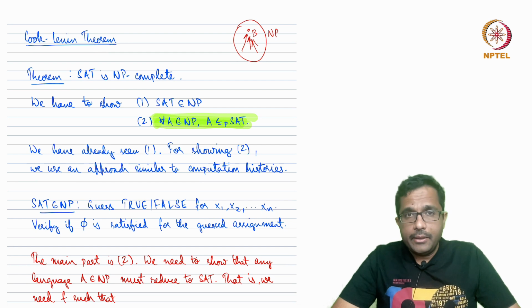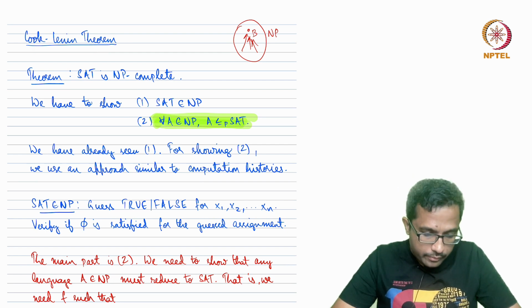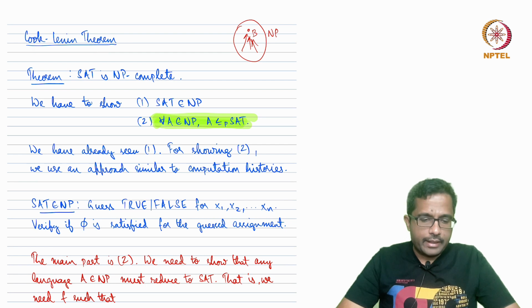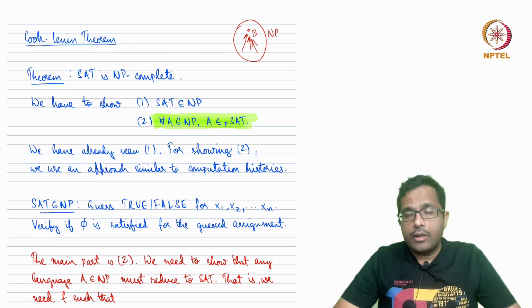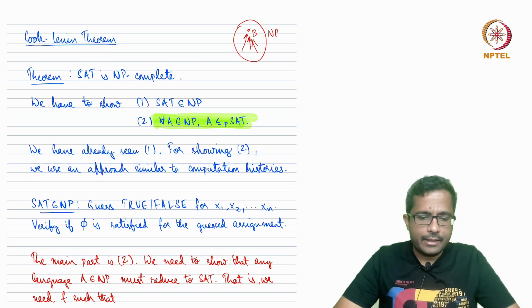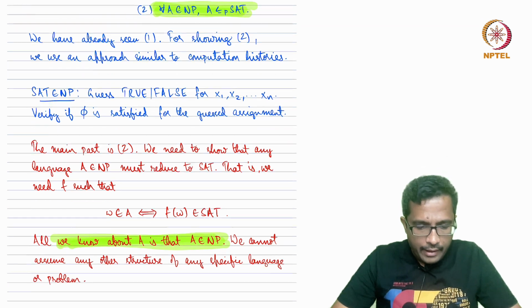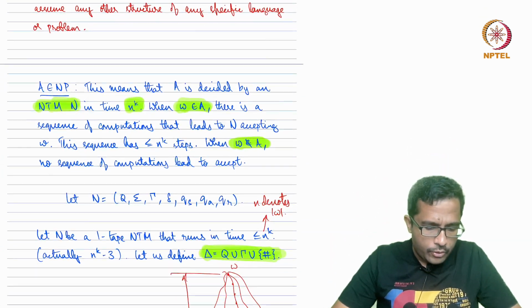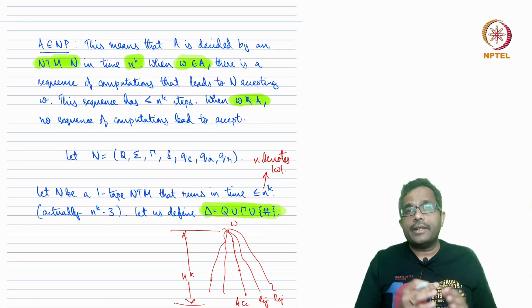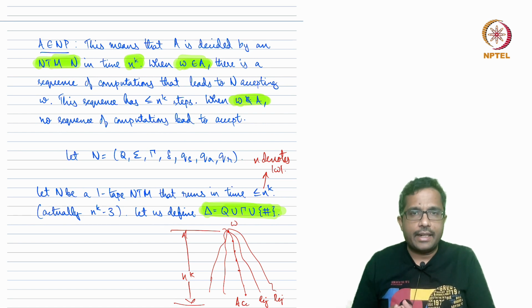In lecture 50, we started the proof of the Cook-Levin theorem, right? The Cook-Levin theorem states that SAT is NP-complete, which involved showing that SAT is in NP and that all the languages in NP can be reduced to SAT. The first part is easy. The second part is where the challenge of the proof lies. We have to take an arbitrary NP language A and show that A reduces to SAT.